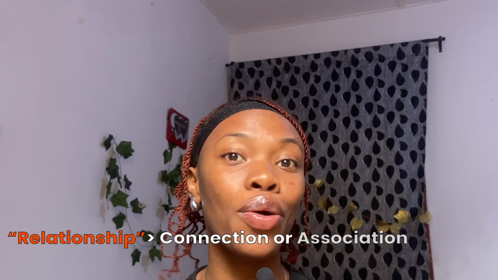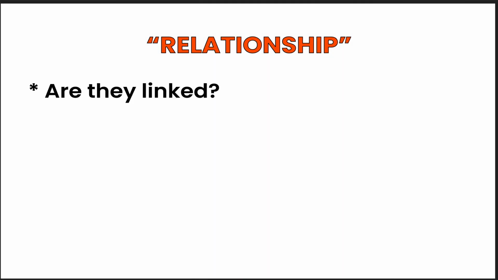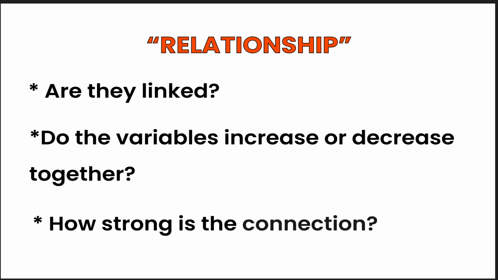Now let's talk about relationships. Relationships in research means that there is a connection or association between two variables. It simply means, when one variable changes, does the other change too? Relationship in your research objective answers questions like, are they linked? Do they increase or decrease together? And how strong is the connection? When I say increase or decrease together, I'm talking about your variables. So I'll give you an example.